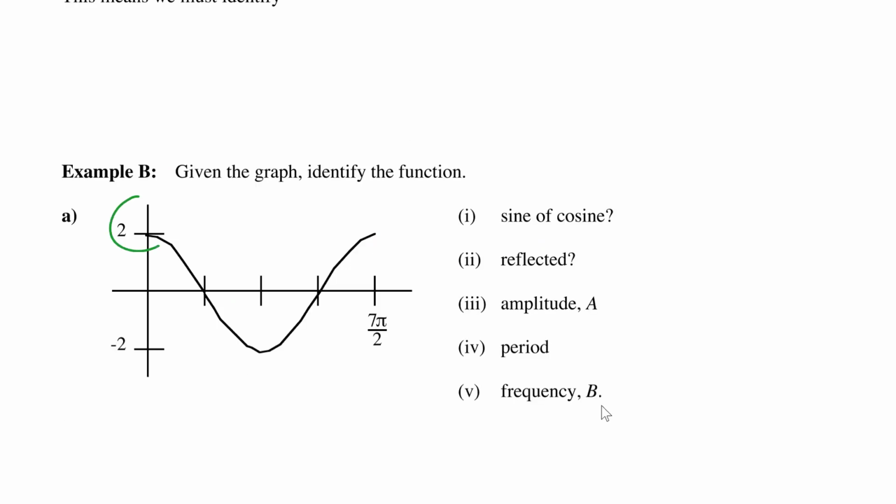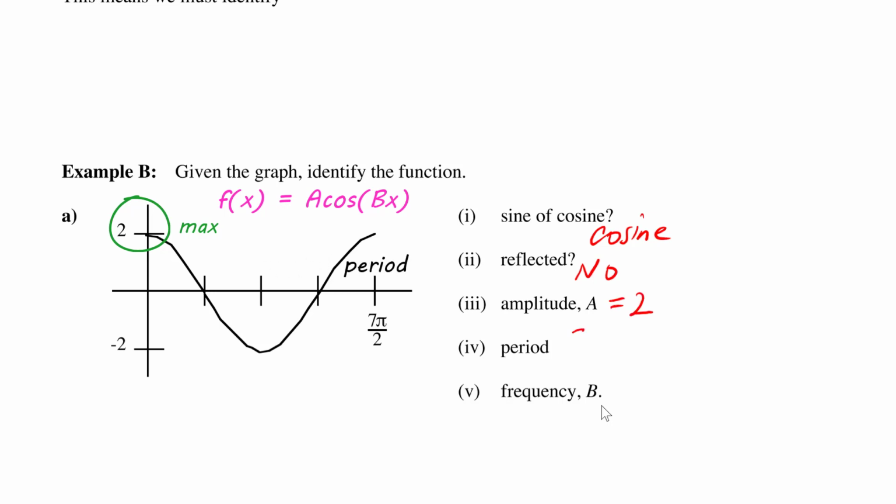In the first graph, we see that the y-intercept is at 0, 2. It's a maximum. And that means it's got to be a cosine function. And it's not reflected. The amplitude is 2. The period is, we see, 7 pi over 2. And the frequency, well, that's 2 pi divided by 7 pi over 2. We write that as 2 pi over 1 times the reciprocal, 2 over 7 pi, and the pi's divide out. We get 4/7. That's the value of b.